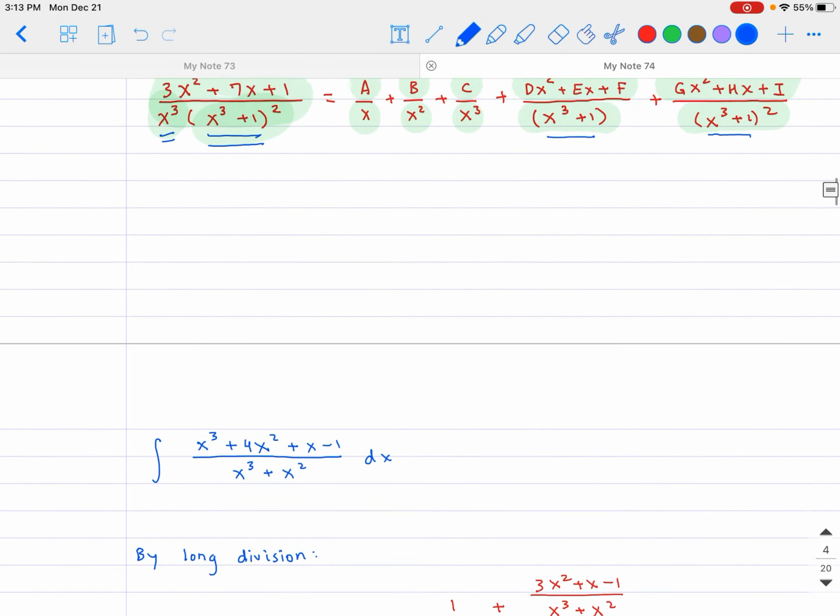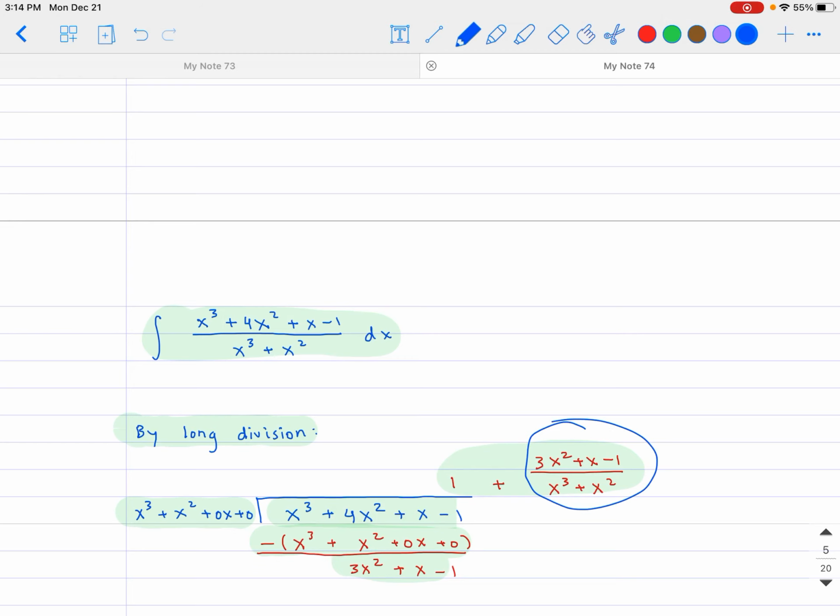So by long division, this is what you're going to get. We have the numerator right here, and the denominator over here, which I'm going to write as x cubed plus x squared plus 0x plus x, just to fill in all the missing terms. You can see by long division, which is actually pretty short for the most part, you're going to end up with this guy over here, 1 plus 3x squared plus x minus 1, all divided by x cubed plus x squared. And this is the part where you can then apply your partial fraction.